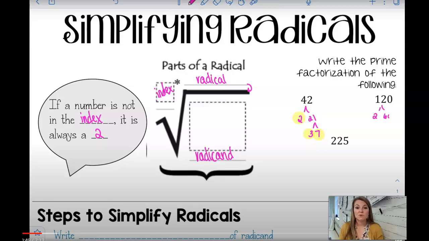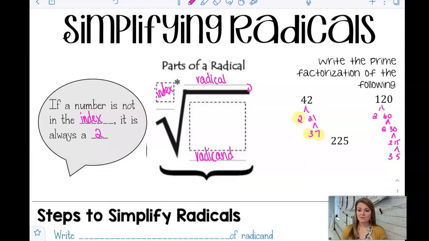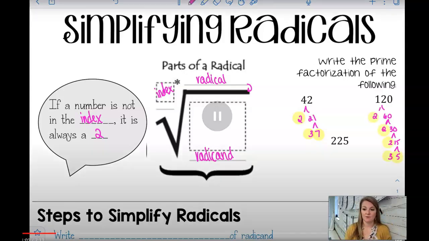120, again, 2 will go into 120. It's even, so if it's even, it's divisible by 2. So that is 2 and 60. 60 is 2 and 30. And then 30, 2 can go into 30, but so can 3. It doesn't matter which one you do. You'll end up with the same numbers at the bottom. I usually just deal with 2's. So that's 2 and 15, and then 15, 2 won't go into 15, but 3 will. So that is 3 and 5. So all of that at the bottom, those are my prime numbers.